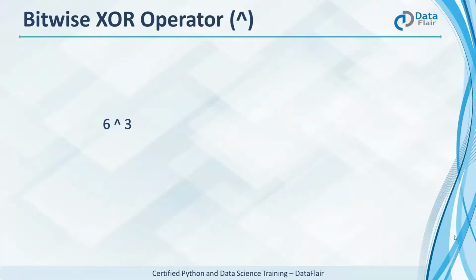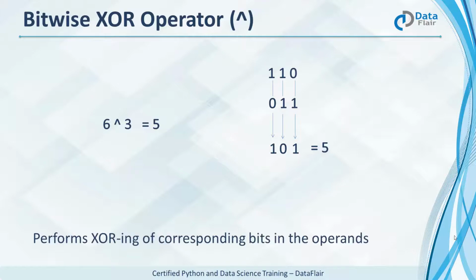Now let's talk about the bitwise XOR operator. 6 XOR 3. The binary for these are 110 and 011. 1 XOR 0 is 1, 1 XOR 1 is 0, and 0 XOR 1 is 1. This is binary for 5. So we see the bitwise XOR operator performs XORing of the corresponding bits in the two operands.